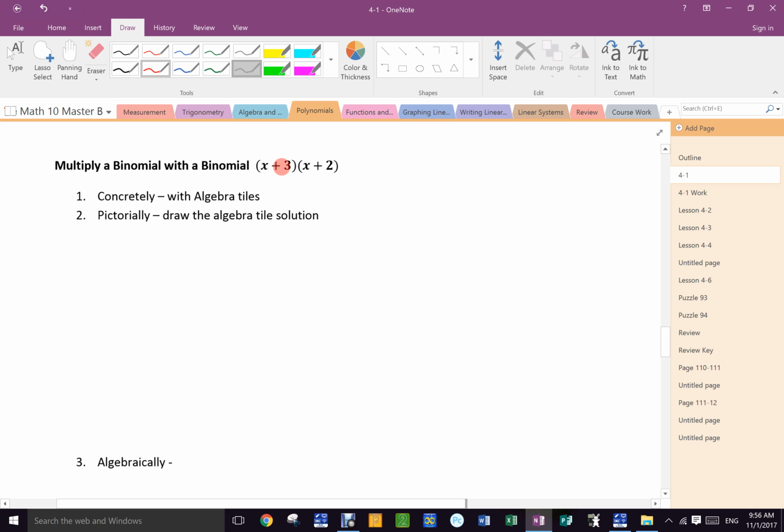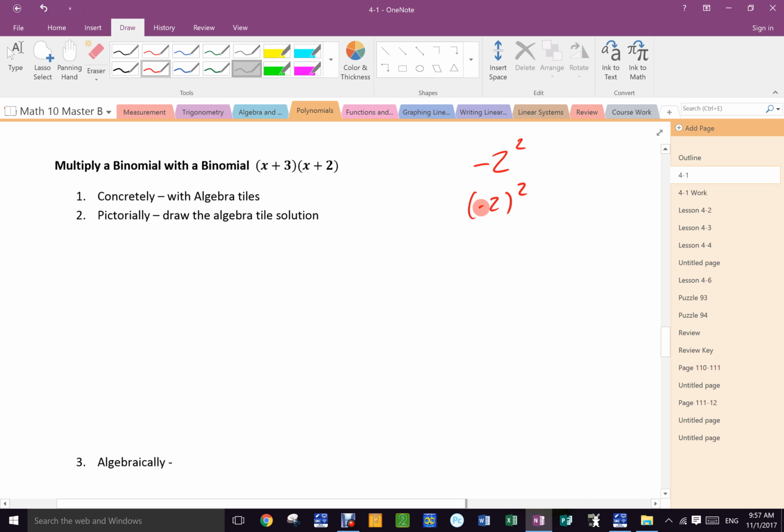What do those brackets do to x plus 3? What do brackets do? Brackets don't multiply. What is the purpose of the brackets? Why did we use them in the exponents unit? How did brackets change this? Why? What did the brackets do?